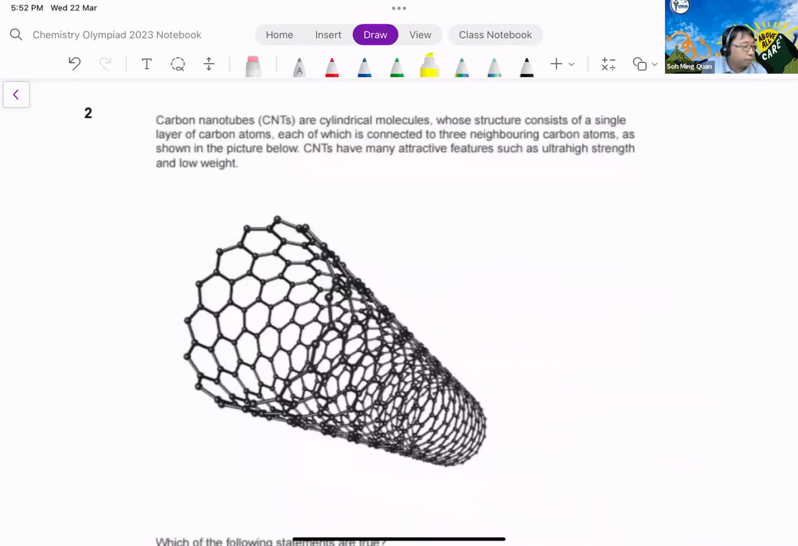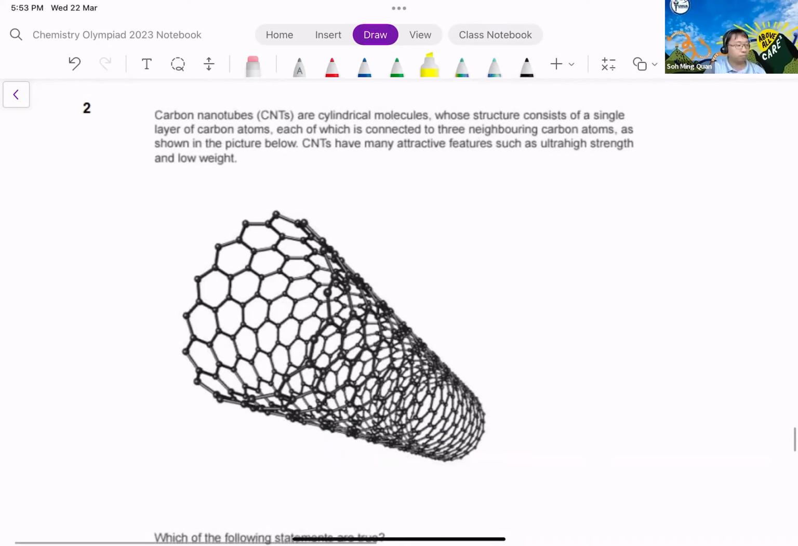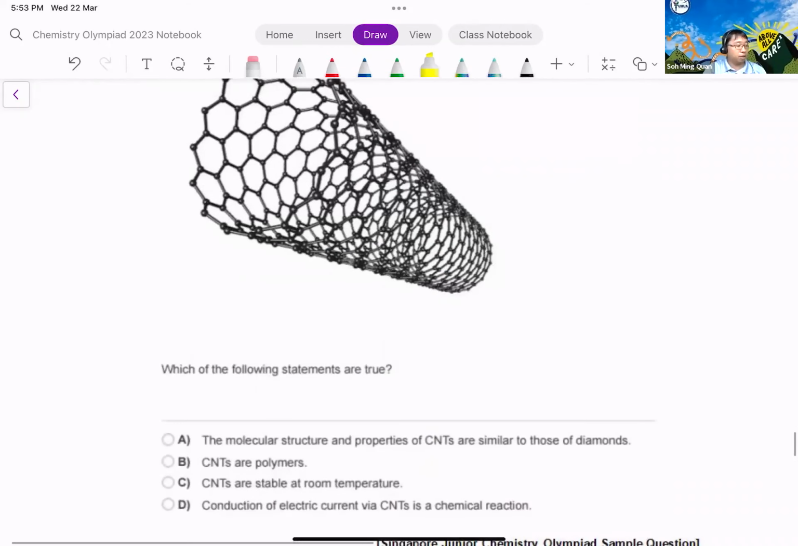So this is a question about carbon nanotubes coming up. Carbon nanotubes are cylindrical molecules whose structure consists of a single layer of carbon atoms. Now, which of the following statements are true? Is it similar to diamond? Refer to my notes, carbon nanotubes, they are more similar to graphite. So this is wrong. It should be more similar to graphite.